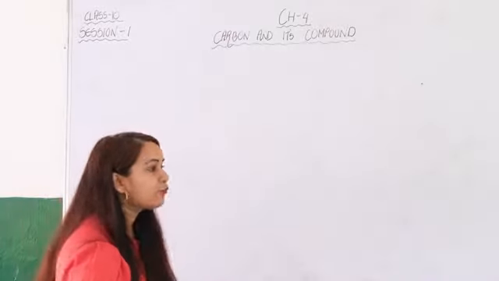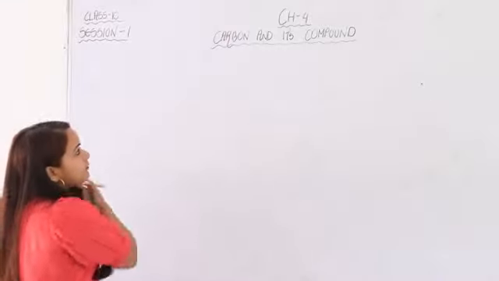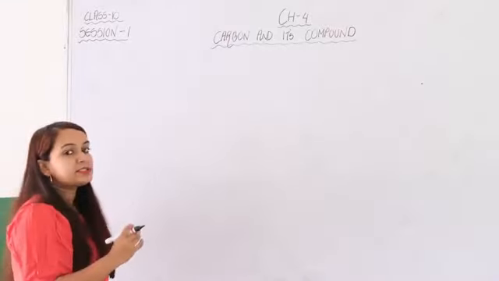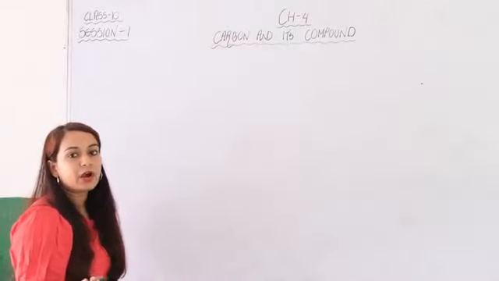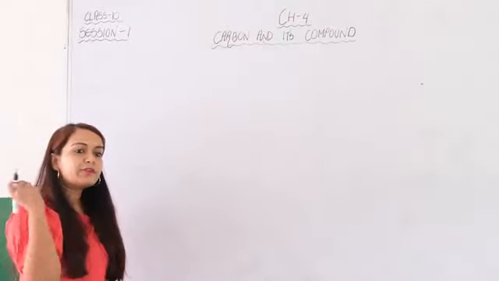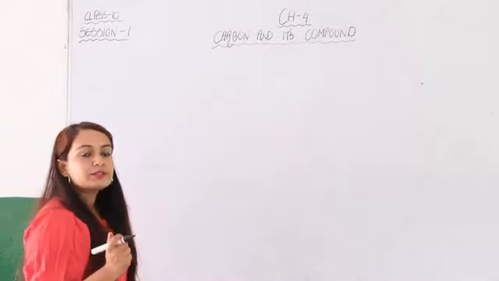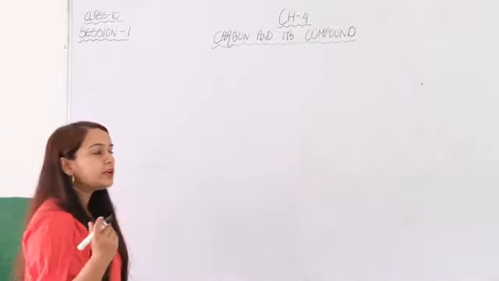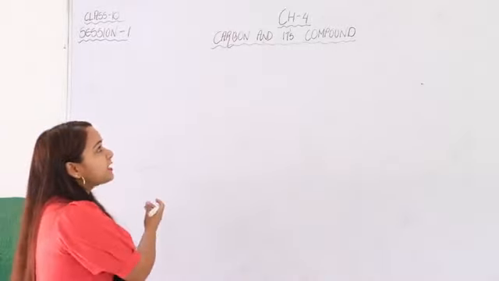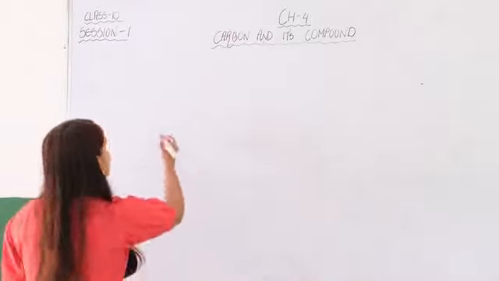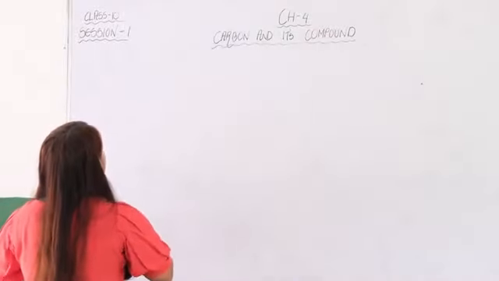Now let us see the versatile nature of carbon. Carbon is so versatile that all living organisms have carbon. Even petroleum is made up of carbon. Even plastics have carbon. Everything that you see around has some quantity of carbon. So carbon is very versatile. That is why there was a need to understand and study carbon. Now let us see the versatile properties of carbon.